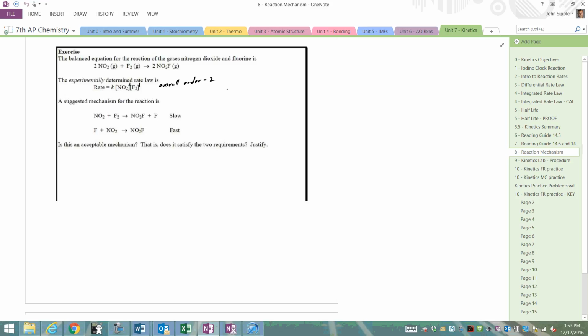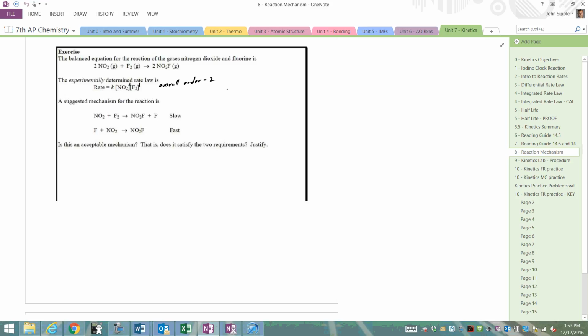They're saying here's a mechanism that's been suggested. It has steps. The first step is the slow step, and the second step is the fast one. Pretty much every one of these types of problems will identify this. One of the steps is going to be marked as slow, and the rest will be fast. So they want to know, is this mechanism acceptable?